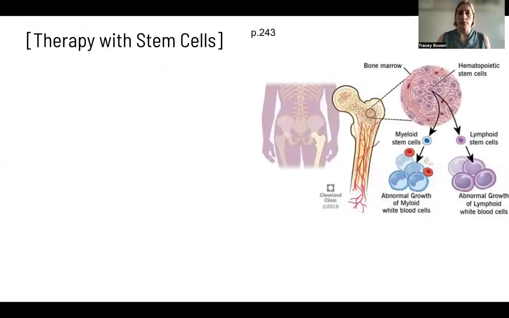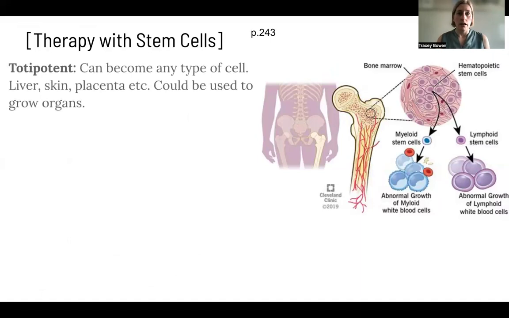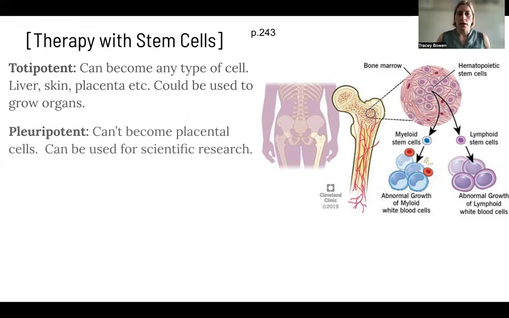So therapy with stem cells, there's a few different types of stem cells. There's totipotent ones, which can become any kind of cell, liver, skin, placenta, whatever, and they could be used to grow organs. So if you wanted a tailor-made heart, that could be generated with totipotent stem cells. Pluripotent stem cells can become almost anything, but just not placental cells.